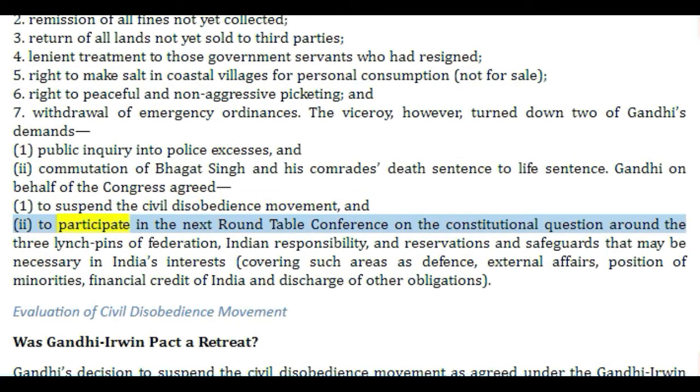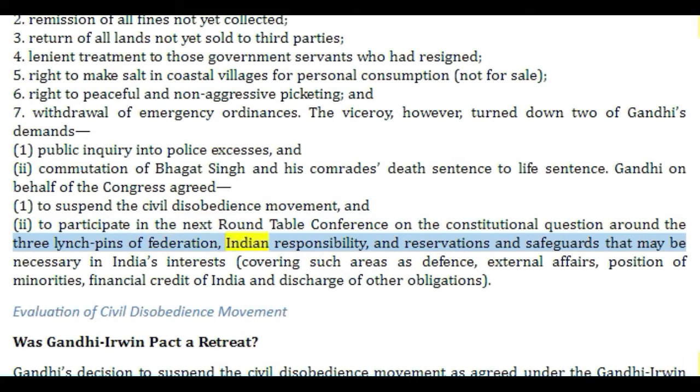To participate in the next round-table conference on the constitutional question around the three linchpins of federation, Indian responsibility, and reservations and safeguards that may be necessary in India's interests, covering such areas as defense, external affairs, position of minorities, financial credit of India, and discharge of other obligations.